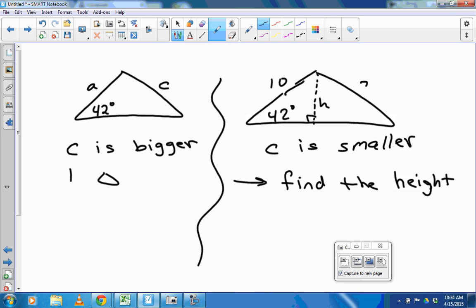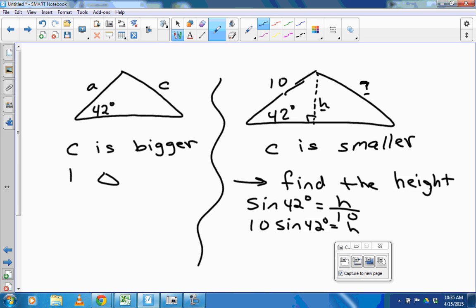Now remember, the height's going to form a right angle, so you have a right triangle. Sine, okay? So you take the sine of 42. Remember, that's opposite over hypotenuse, so h over 10. So we get 10 times sine 42 equals h. Before we say what it is, let's think about what has to happen for it to make sense. The h has to be smaller than 7 because it's the height and the 7 is the hypotenuse. So the height, or a leg of a triangle, can't be bigger than the hypotenuse.